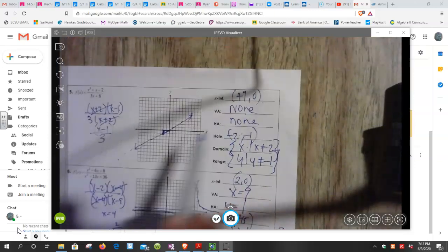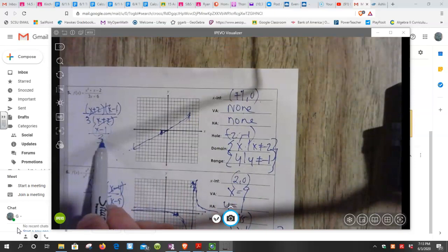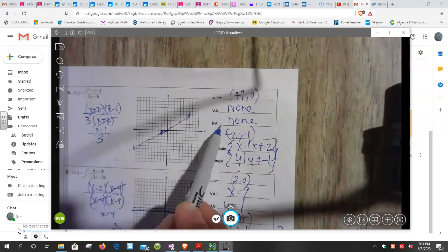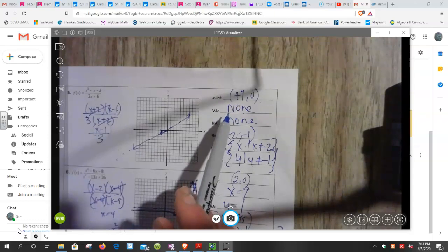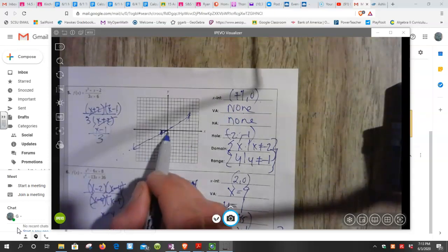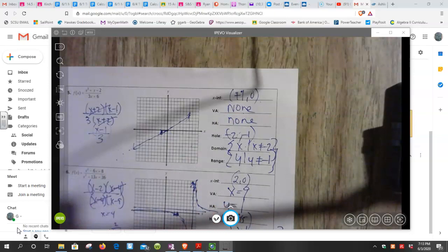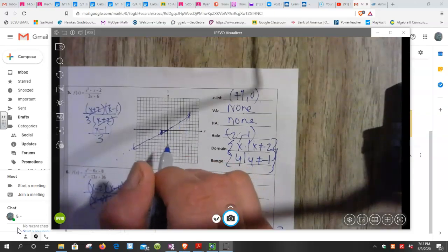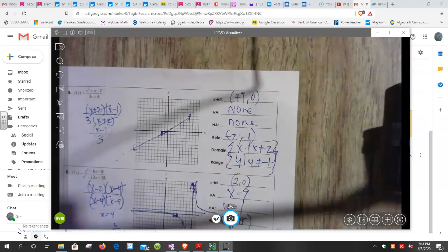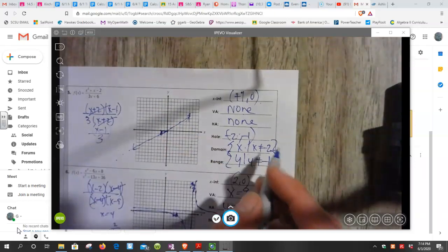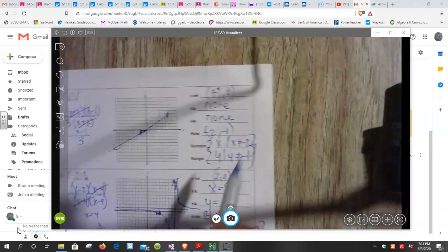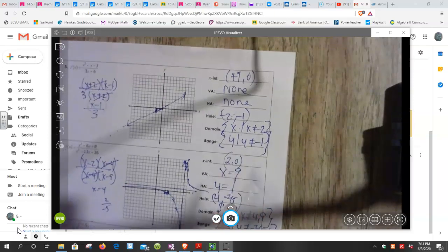And no vertical asymptote because you can't make the denominator equal to 0. No horizontal asymptote because the numerator has a higher degree. X-intercept is (1, 0). Let me double check that one. Yeah, sorry, it's slightly off there, but you get the idea. And there's our domain and range.